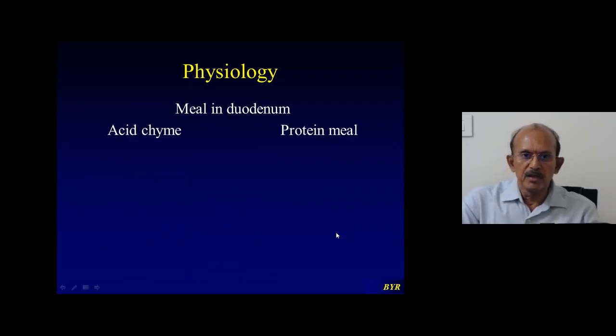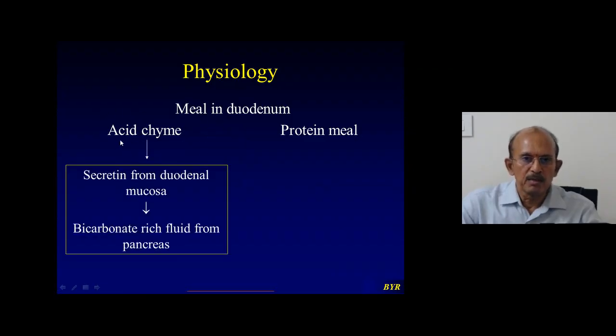Physiology, meal in the duodenum. There are two types of meal. One is mixed with the acid, that's called the acid chyme. The other is the protein meal. Whenever the acid touches the duodenal mucosa, secretin is produced. Secretin produces bicarbonate-rich fluid from the pancreas.